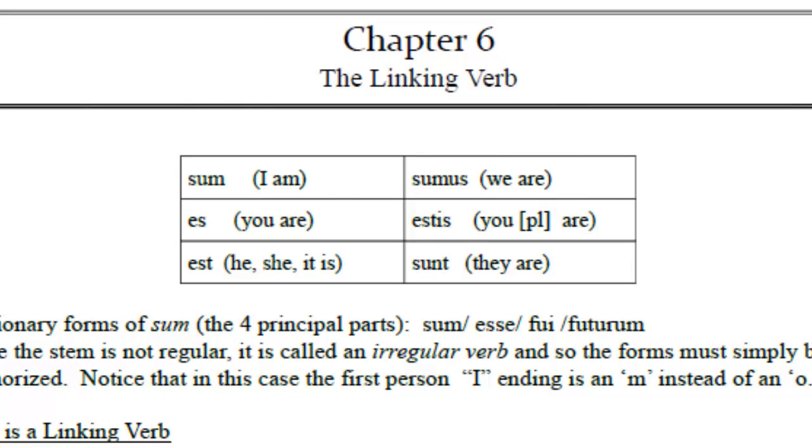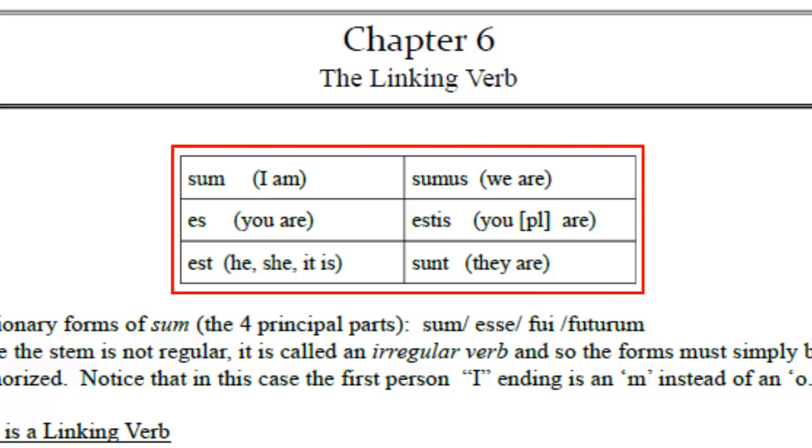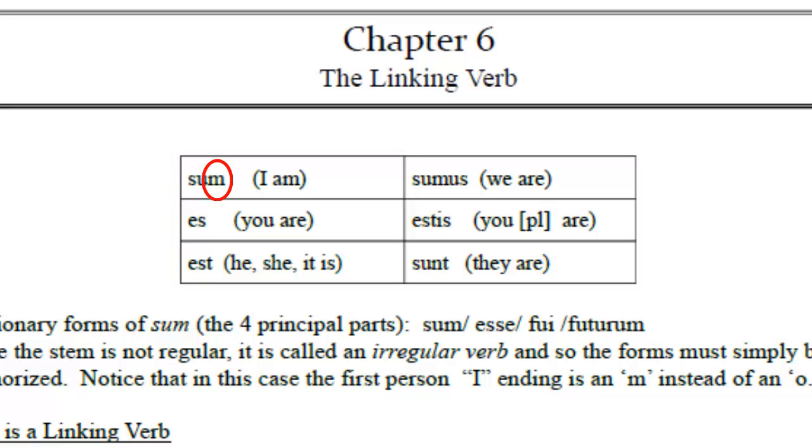Sum, es, est, sumus, estis, sunt. Notice that the first person ending, which means I in this situation, is not an O, it's an M. But the rest of the personal endings on the verb to be are the same that you're used to. The S for you, the T for he, she, or it, and the mus for we, the tis for you plural, and the nt for they. But for I, the O has turned into an M.